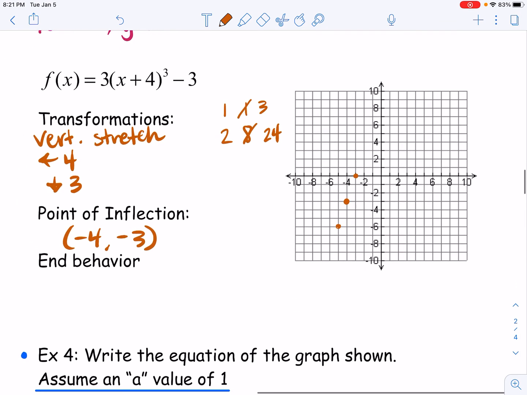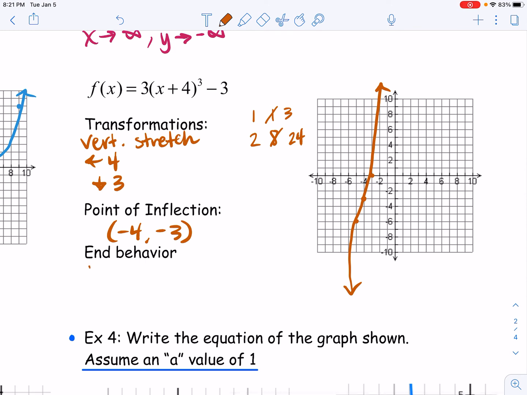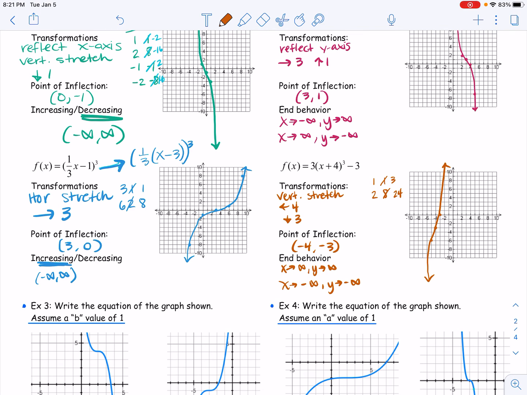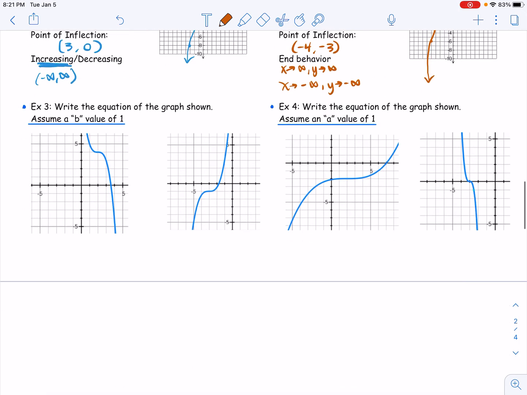So I know this is going to be extra skinny. And that's okay. In end behavior, as x approaches infinity, y approaches infinity. As x approaches negative infinity, y is also approaching negative infinity. That would be increasing from negative infinity to positive infinity as well. And then the last two examples are kind of the opposite of what we just did.